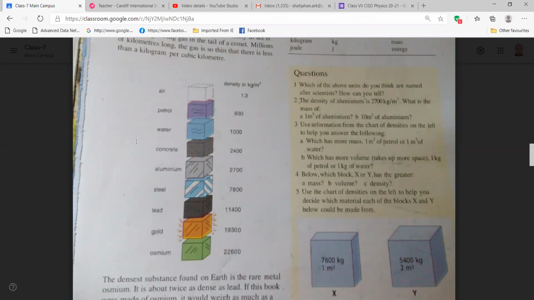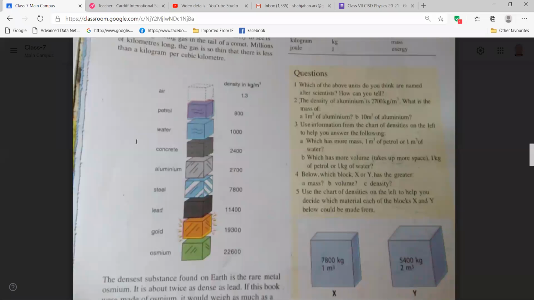Excellent. So the same way we'll do, the way we did question 2, right? So that will be mass equals density times volume. Then if you multiply, you will see that petrol comes 800 kg, and the water comes 1000 kg. Then we can decide, yes, water has more mass.